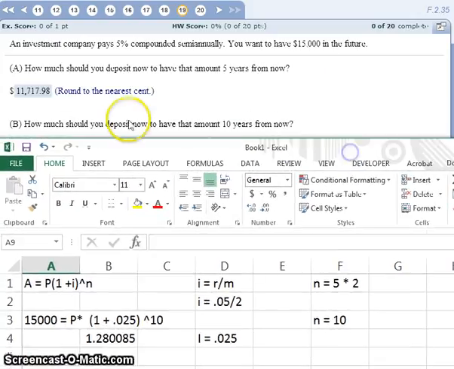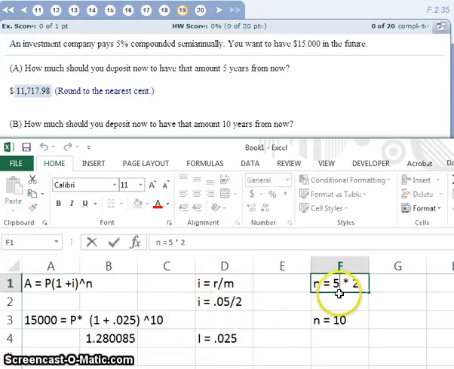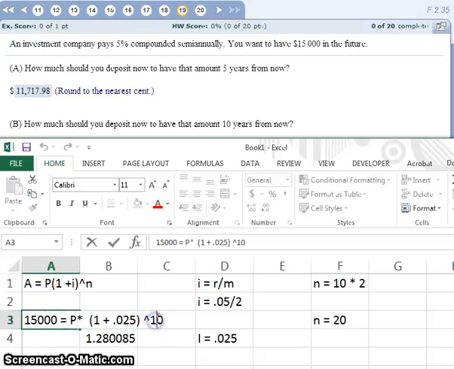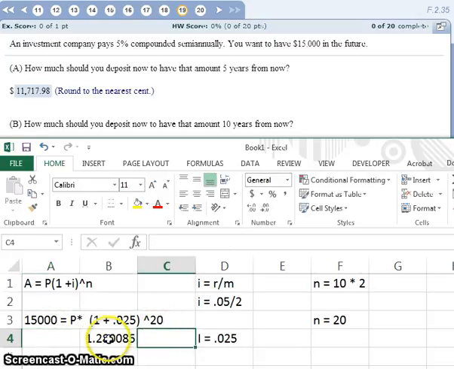Now, if you want to have $15,000 in 10 years, this value for I is not going to change because our interest rate's the same. It's still semi-annual, which is twice a year. But over here, instead of 5 years, we're going to be compounding for 10 years. So that gives us 20 total times we're compounding. So that's the value that changes.